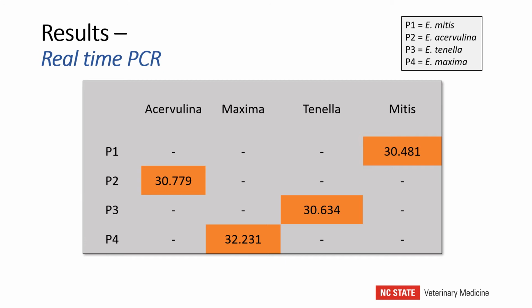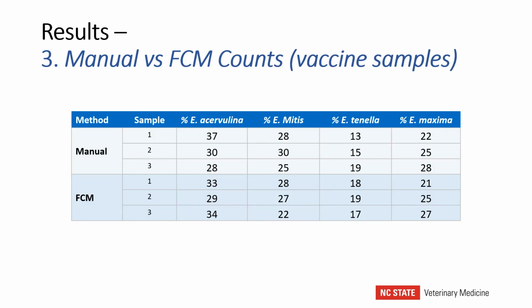As you can see, the results in this part of the study were very clear, and P1 was identified as Eimeria mitis, P2 as Eimeria cerbulina, P3 as Eimeria tenella, and P4 as Eimeria maxima. Once we were successful in identifying the populations, we moved to count Coccidia oocysts using flow cytometry.